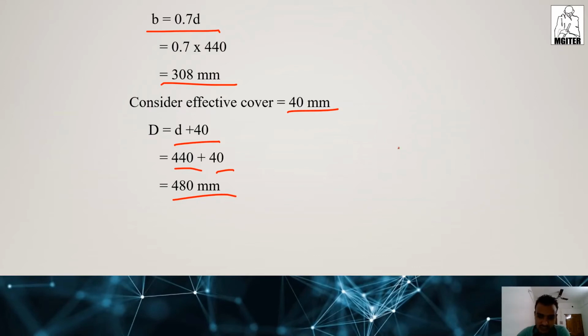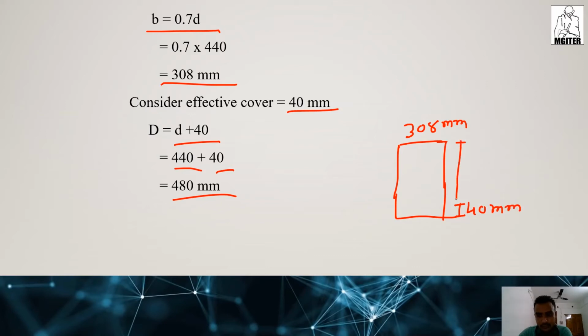So we have a cross section of the beam here. Look at here guys, we have a cross section of the beam. Here is 308 mm width, cover 40 mm, effective depth 440 mm, and overall depth, capital D is overall depth, 480 mm. So the cross section of the beam is completed.